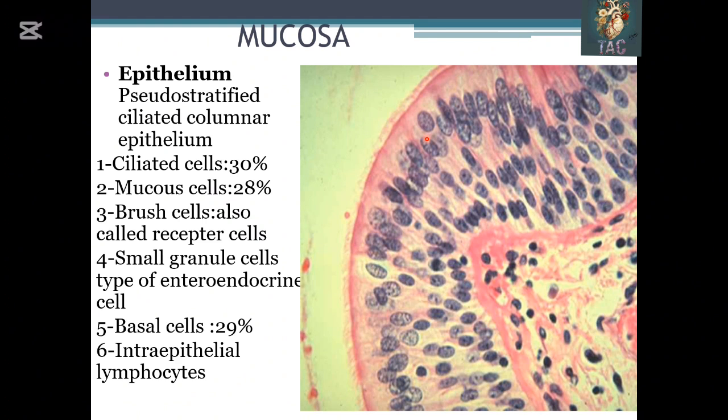In addition to these two types of cells, brush cells are also present, which are considered receptor cells. Small granule cells are present, which are a type of endocrine cell, and also basal cells at the basal location, which are considered stem cells acting as a reservoir from which all other cells regenerate. Another type of cell is the occasional intraepithelial lymphocyte.